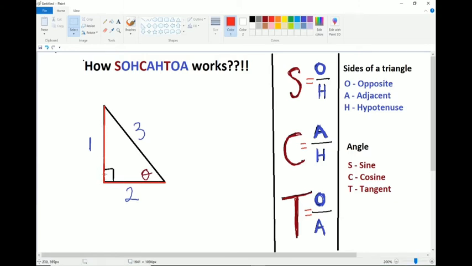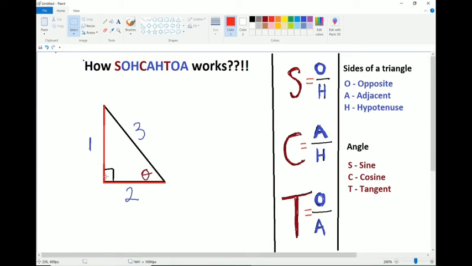So you see how this L shape has two sides? One of them will always be the opposite and the other will always be the adjacent. That's just the way it is. Remember, I didn't say the hypotenuse yet. The hypotenuse does not live on the L shape.